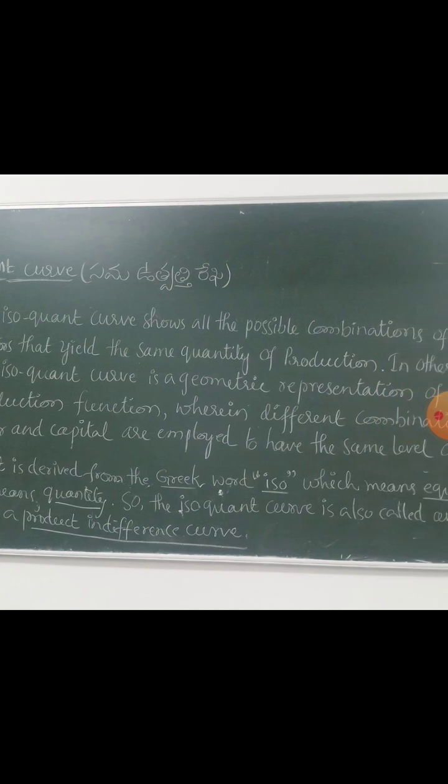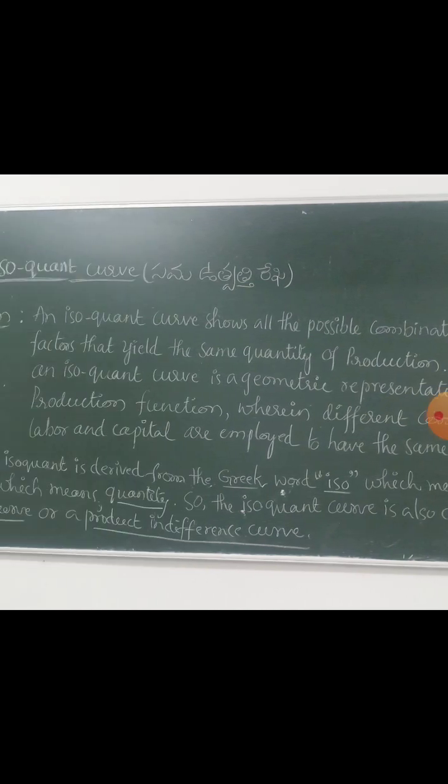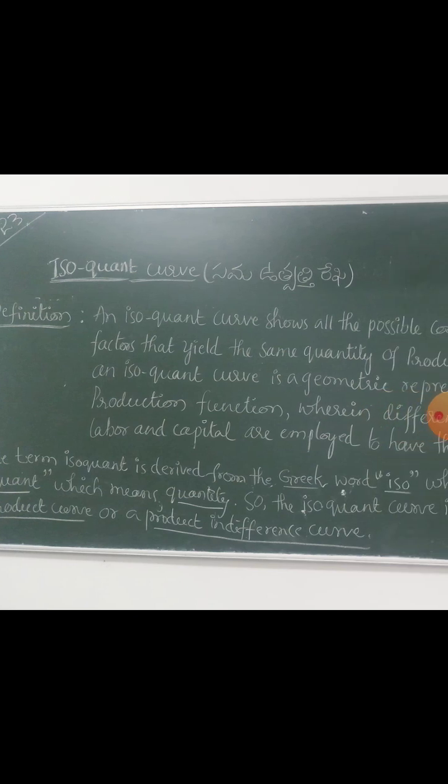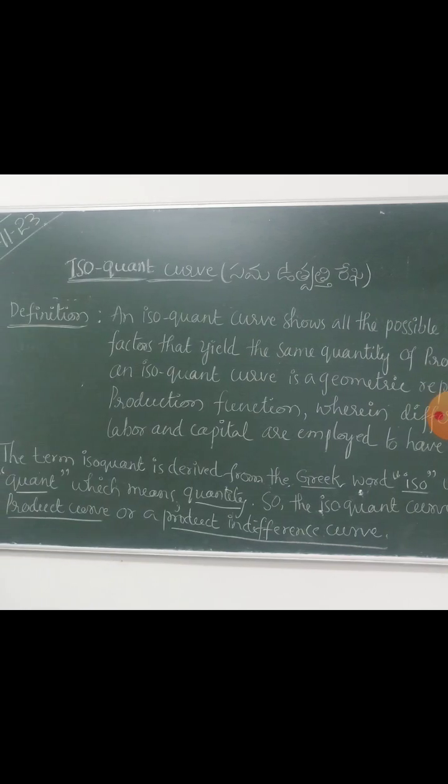So we have mainly two factors of production, capital and labor, in the analysis of the iso-quant curve. In the substitution of the two factors of production, capital is used instead of labor, or labor instead of capital. Anyhow, the producer will get the same level of output with the two factors substituted by the producer. The term iso-quant is derived from the Greek word iso, which means equal, and quant, which means quantity. So the iso-quant curve is also called an equal product curve or a product indifference curve.